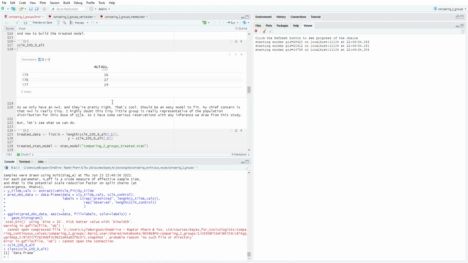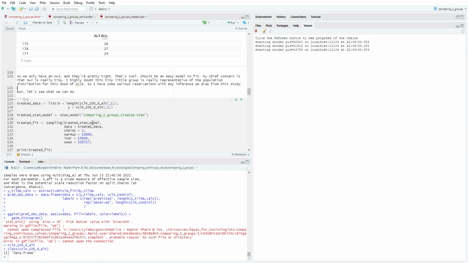Again, my chief concern is the fact that this is such a tiny sample. Is it really going to be representative of the population? Generally, it's not. So I'm going to have very serious reservations with any inference we draw from this study, but we're going to do our best and see what we can do.